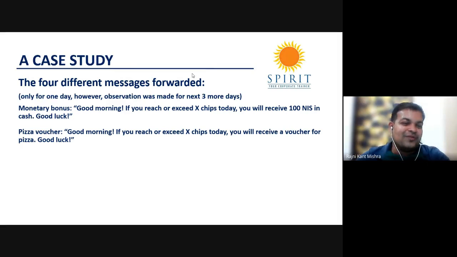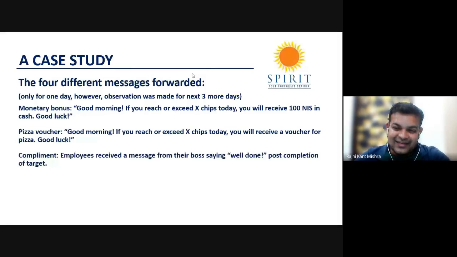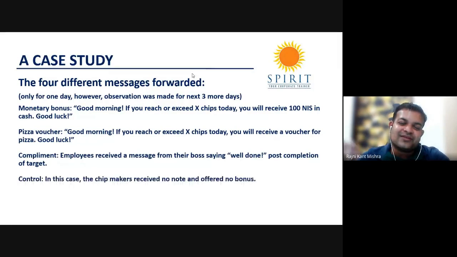Third is compliment. Employees received a message from their boss saying, well done, post completion of target. So if they complete the target, they will receive this message of well done. And finally, control. In the control case, the chip makers received no note and were offered no bonus. So the fourth group was neither given any message, and work continued as in the regular situation.